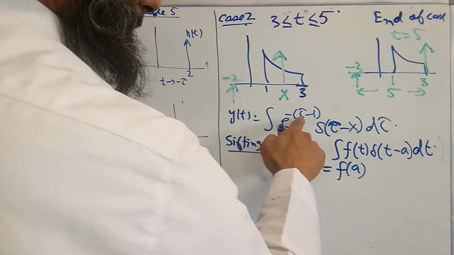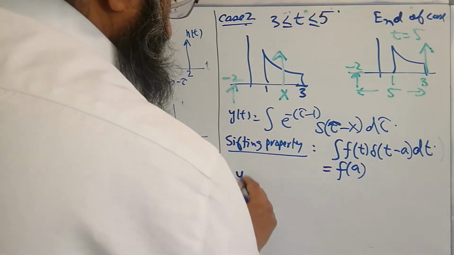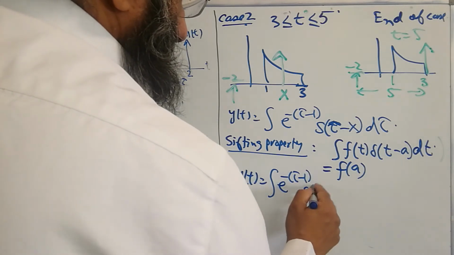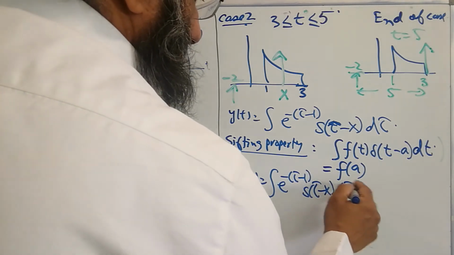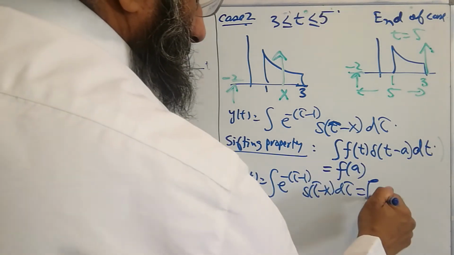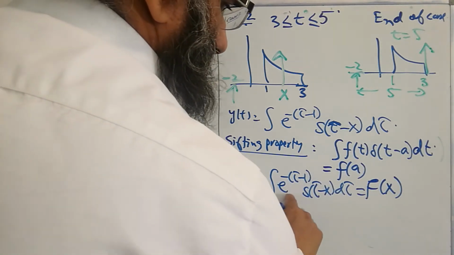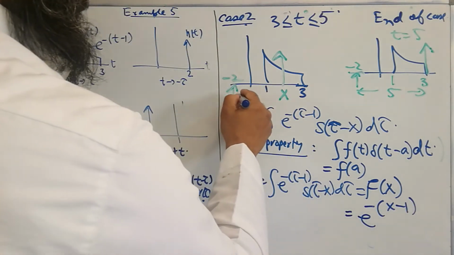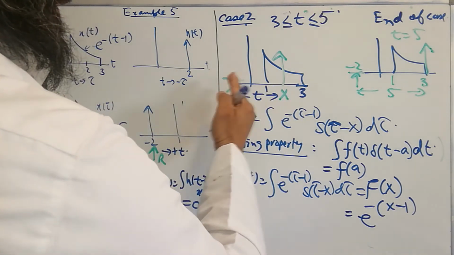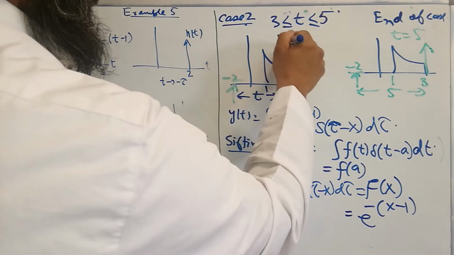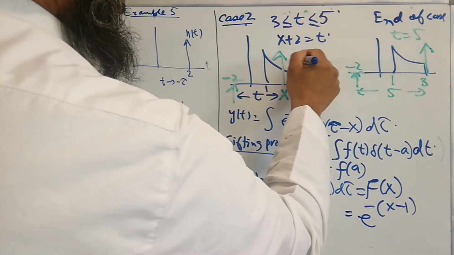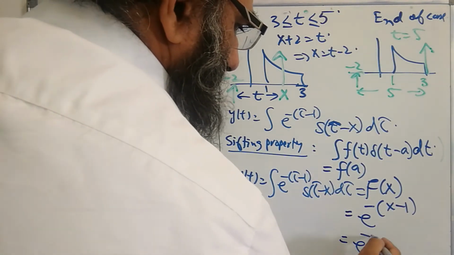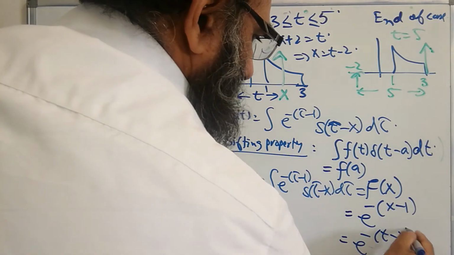So in this case, I will just replace tau with x. So y of t will be equal to the integral of e raised to minus tau minus 1 times delta tau minus x d tau. Applying the same rule, it will be f of x, and f is this exponential, so it will be e raised to the power minus x minus 1. Now x we can evaluate using this diagram. So x plus 2 equal to t, so x equal to t minus 2. Then this will be just e raised to minus t minus 2 minus 1, so minus t minus 3.